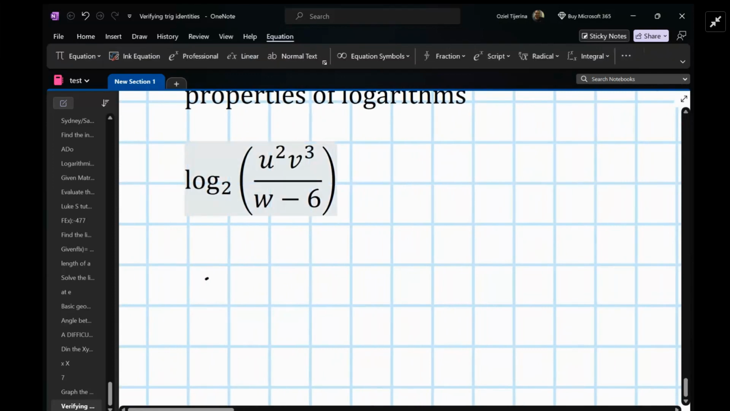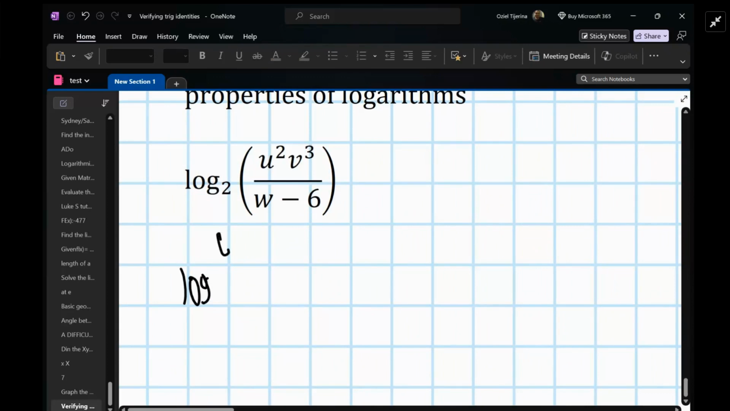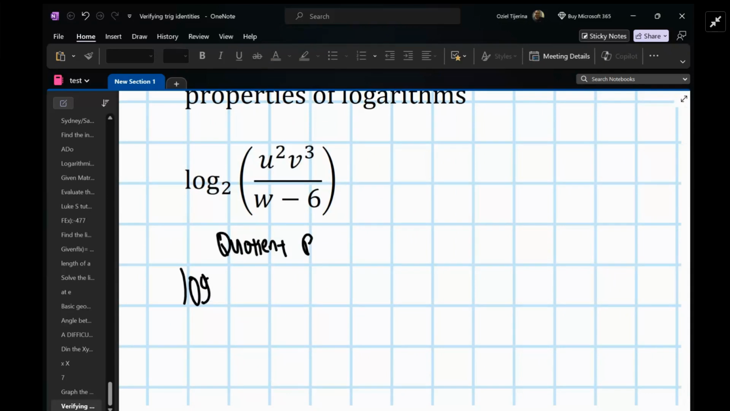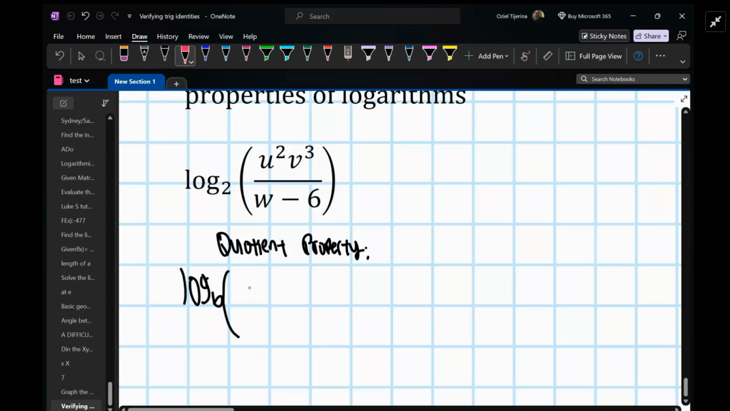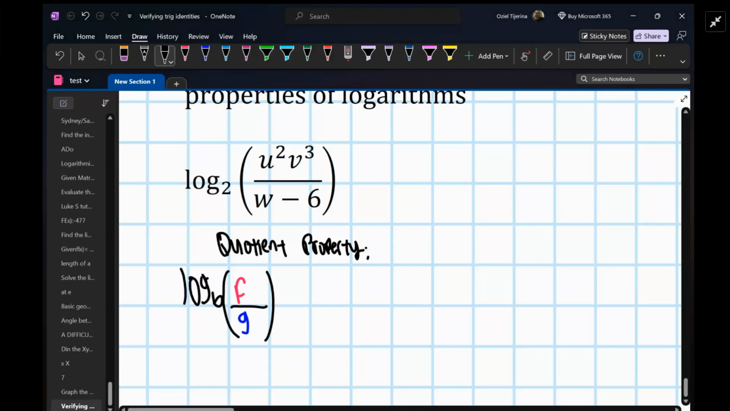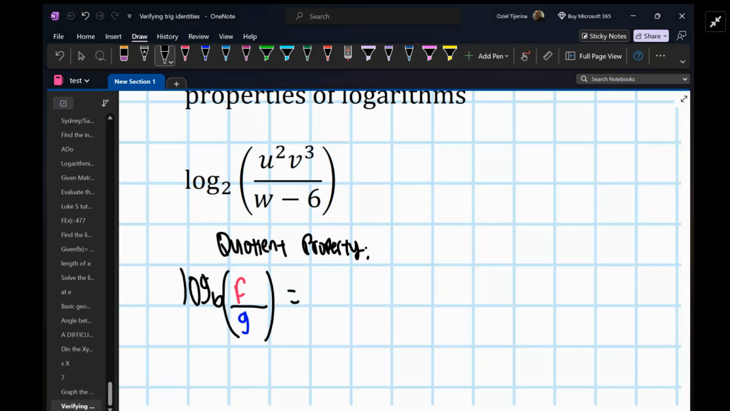What I want to first and foremost say is I want to apply the quotient property. So the quotient property says that the log base b of, and I'm going to use f over g, I guess. These are just letters, guys. They're not necessarily functions. It's log base b of f minus log base b of g.